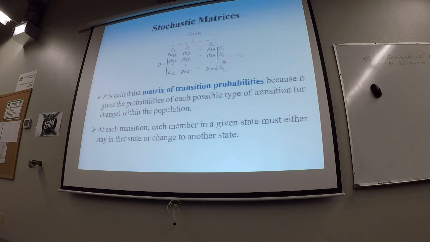At each transition, each member in a given state must either stay in that state or change to another. You can't live both in the city and in the suburbs at the same time. Although I kind of think if you're on the border, it's almost like that, but technically there's a city limit, right? You're either one side of the city limit or the other. And this type of matrix is called stochastic, or regular, I conjecture.